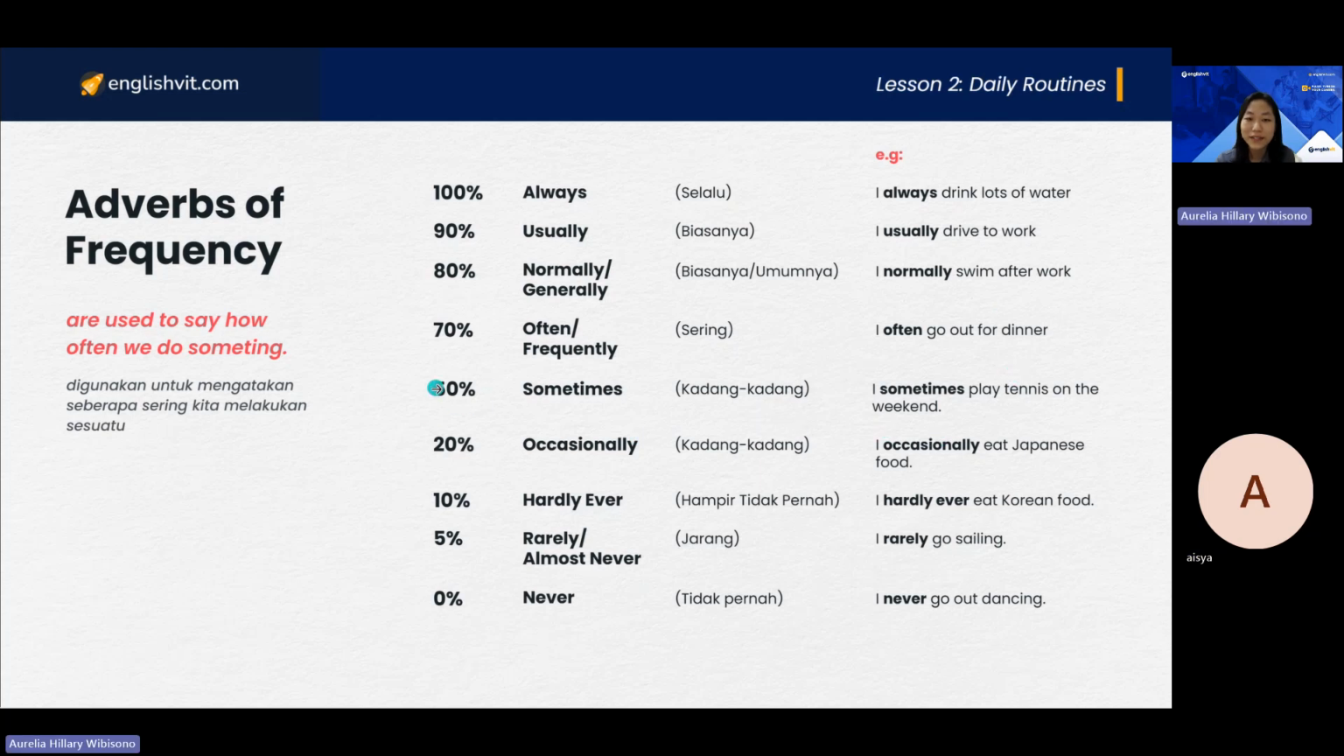Wait, you forgot 10%, forget about this one. Oh iya, nggak baca, sorry.